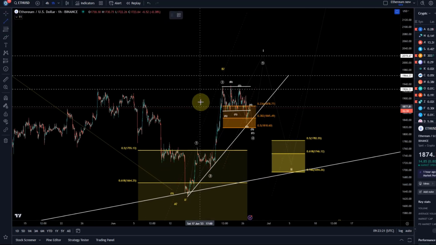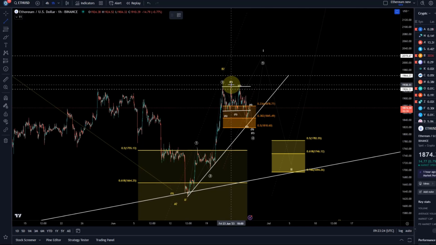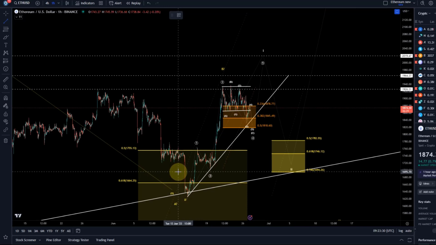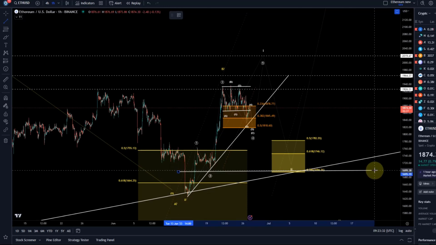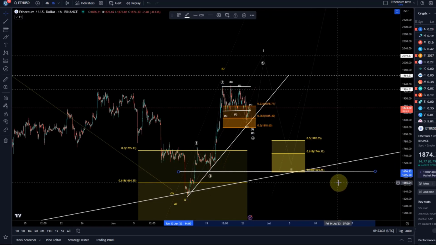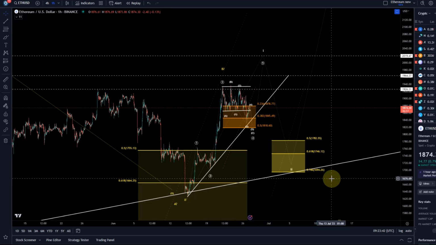The bullish range starts at the Friday high, which was at 1936, 1938, and goes all the way down to 1694. So this is the lower support level of the current bullish range. Below 1694, we will turn a little bit more bearish. However, it would likely still be overall bullish, but it would allow for a deeper pullback into the 1530 region.